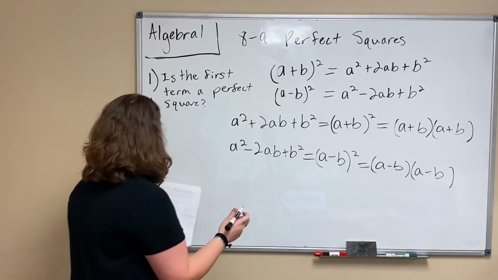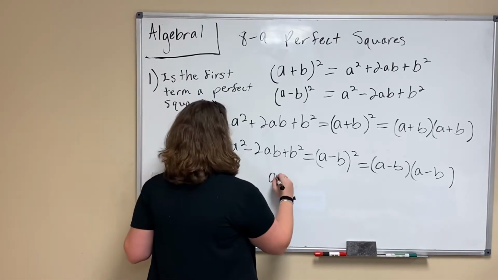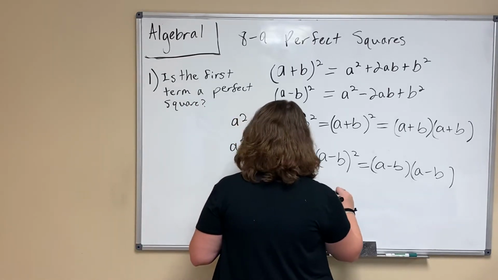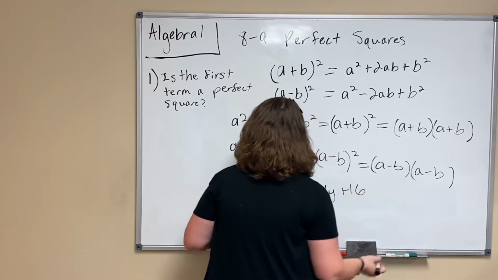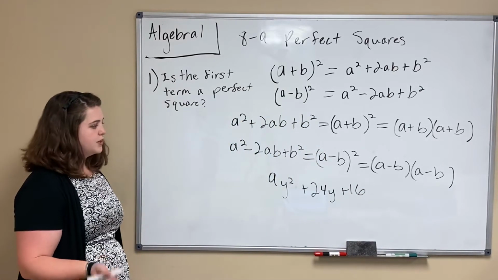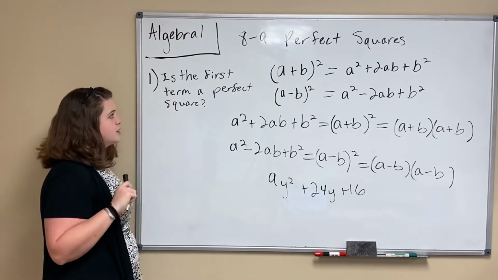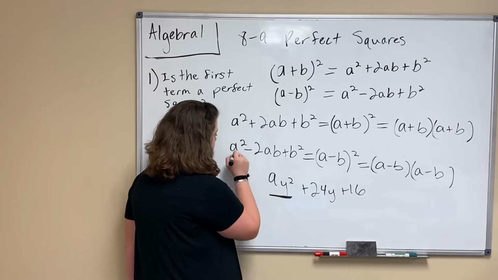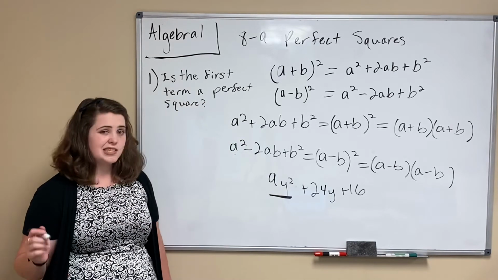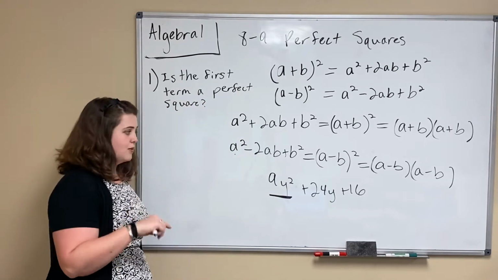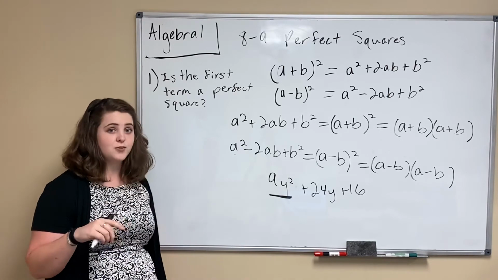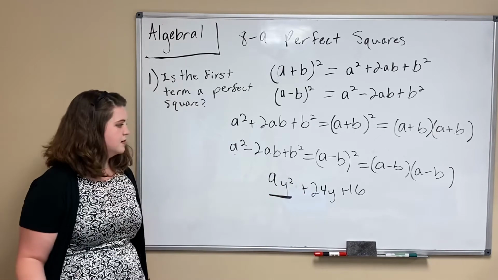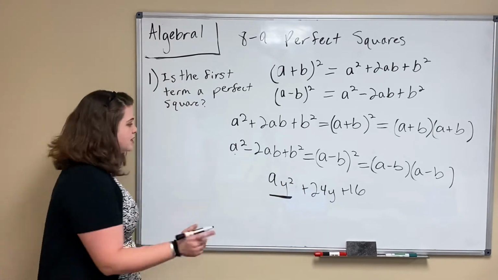Let's do an example as we go. Let's say I have 9y squared plus 24y plus 16. Okay, so if I'm looking at that, my first question is, is the first term a perfect square? I'm going to look at just the very first term. Since it's 9y squared, the square root of 9 is 3, and the square root of y squared is y. So the square root of this whole thing is going to be 3y. So yes, the first term is a perfect square.